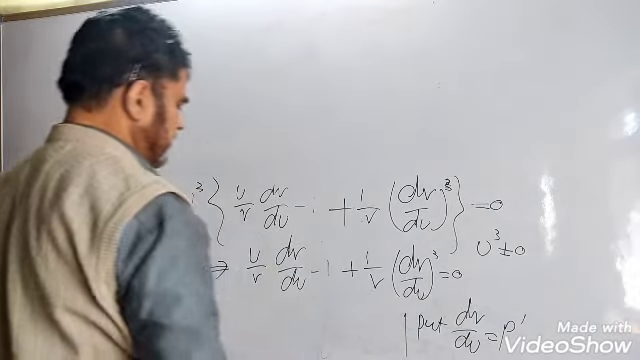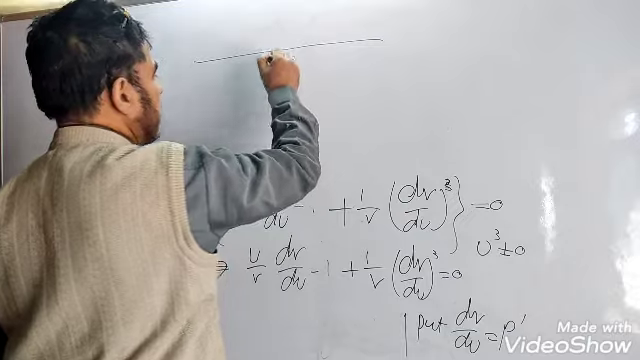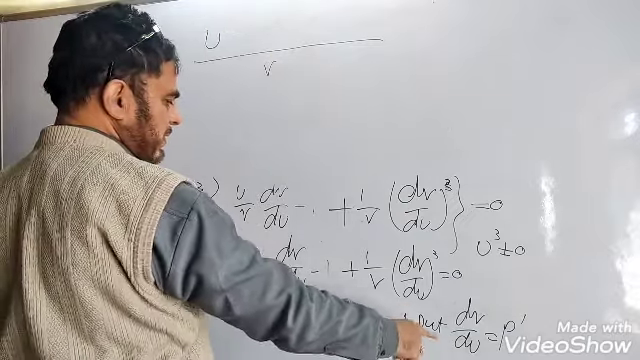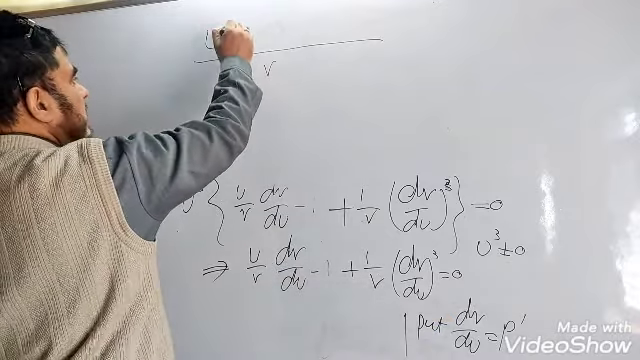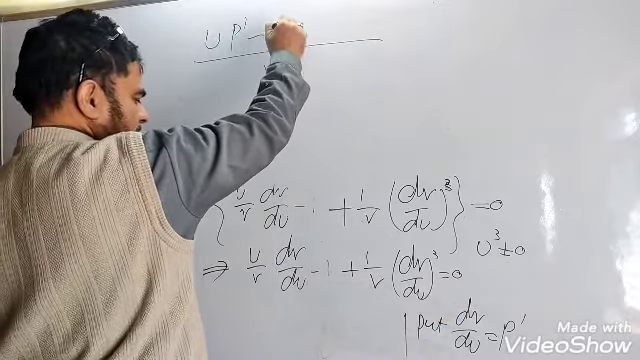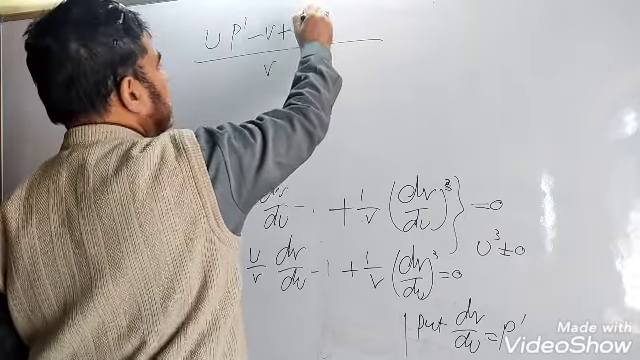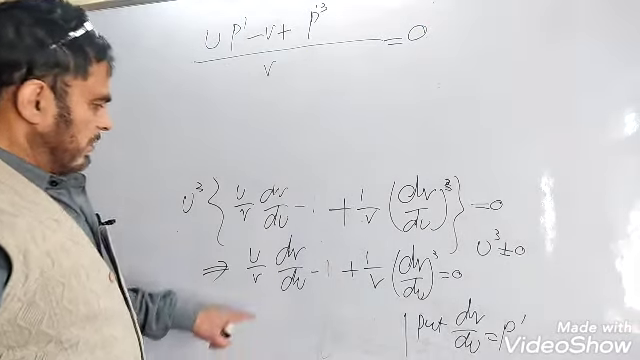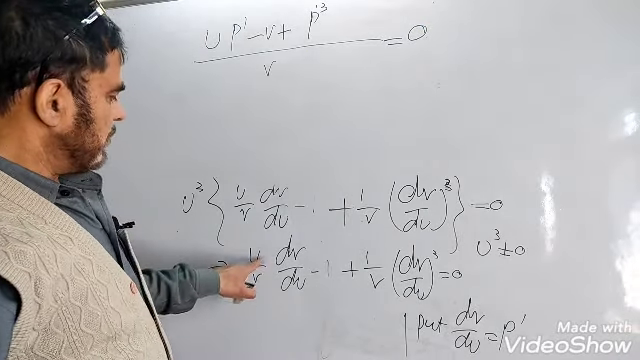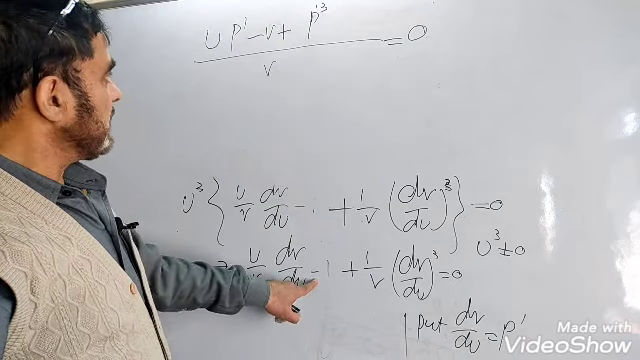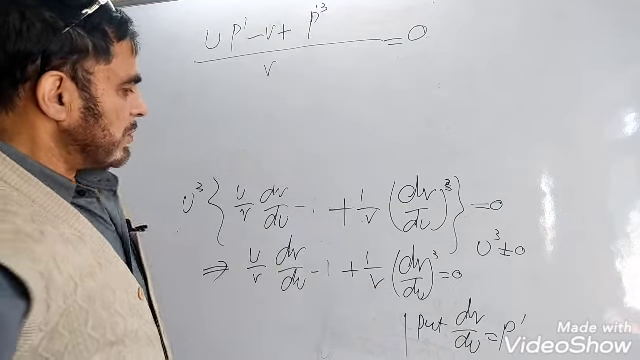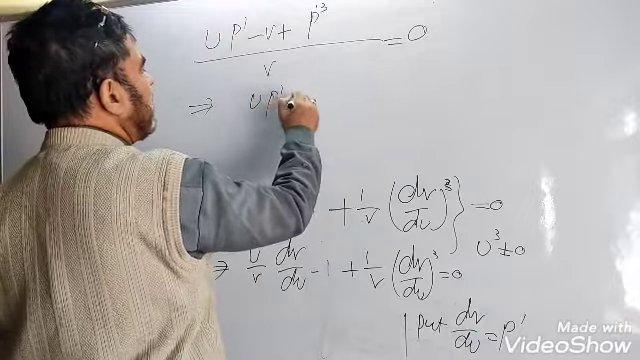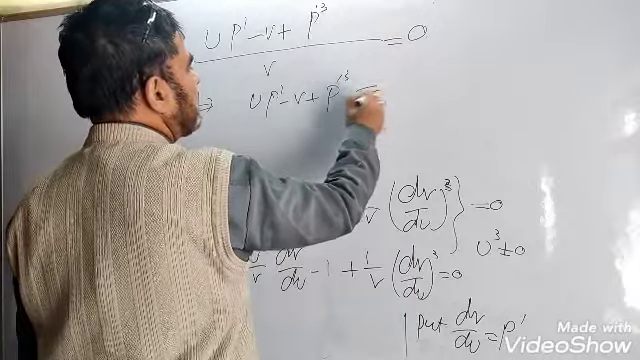Well, we take v as the LCM. This is your u, and in dv by du you put p dash. This is u p dash minus v plus p dash cube is equal to 0. Look here again, I have taken v as the LCM. This is u dv by du, that means u p dash minus v plus p dash cube is 0.